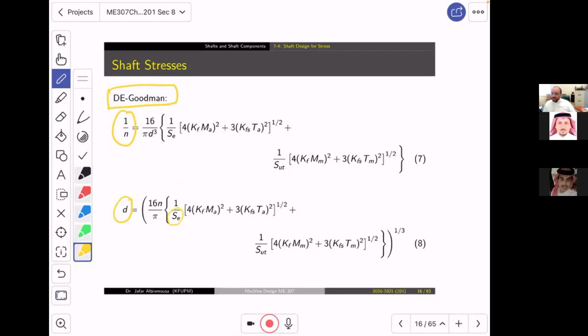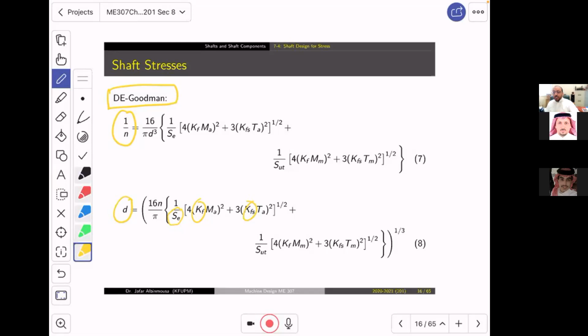To find the endurance limit, you need to correct for KB. KB needs a diameter, so you don't know SE. Right? In order to find KF, KFS, you need the diameter. So this equation is not solvable. In other words, this equation needs a numerical solution. The right-hand side depends on the left-hand side, and the left-hand side depends on the right-hand side.